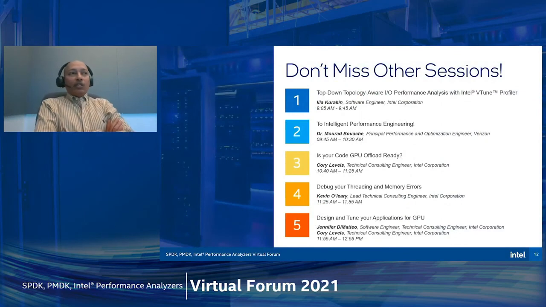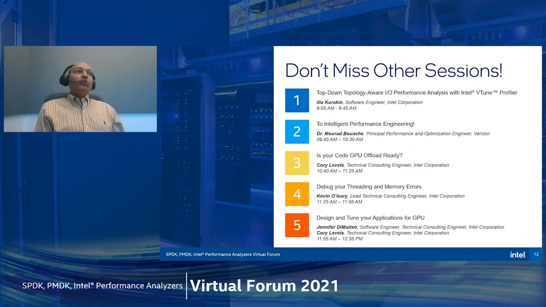We have a number of technical talks put together that I wanted to briefly give you an overview of and encourage you to attend. Ilya Kurekin is going to talk about top-down, topology-aware I/O performance analysis. This is a unique new analysis capability; I don't think you'll find it anywhere else. It is based on hardware monitoring of the I/O paths in the Xeon platform and provides an insightful view into how your I/O-bound application is performing at the lowest level and what bottlenecks are limiting your overall application I/O performance. Next, Murad Rochev is going to talk about intelligent performance engineering. He will show how he is using OpenVINO and vTune in the intelligent performance engineering experiments he has run, and it's a very interesting talk. I encourage you to attend it.